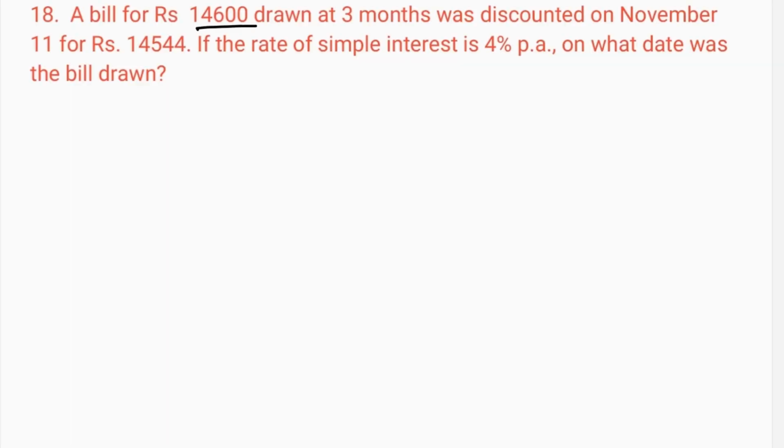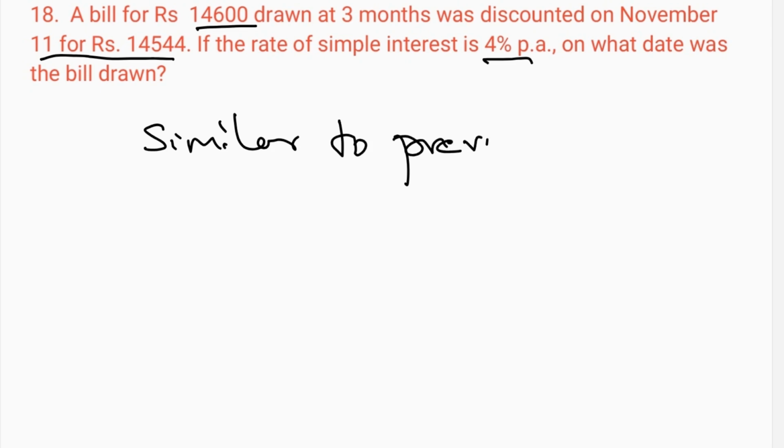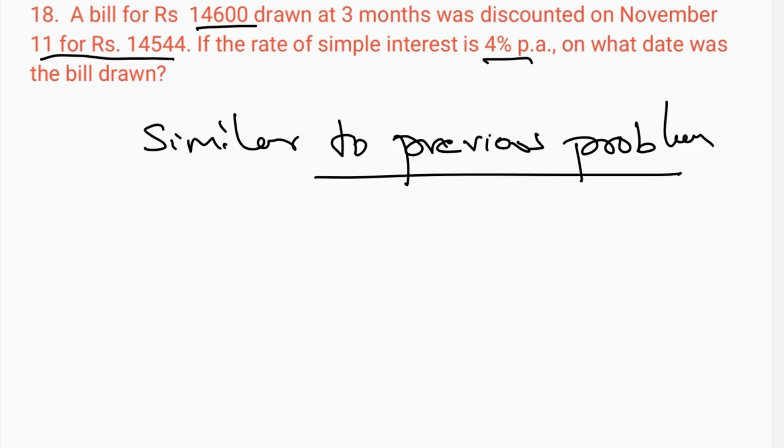Next, a bill for rupees 14,600 drawn at 3 months was discounted on November 11 for 14544. The rate is 4%. On what date was the bill drawn? Exactly the same as the previous problem. Similarly, as in the previous problems, apply the same procedure.